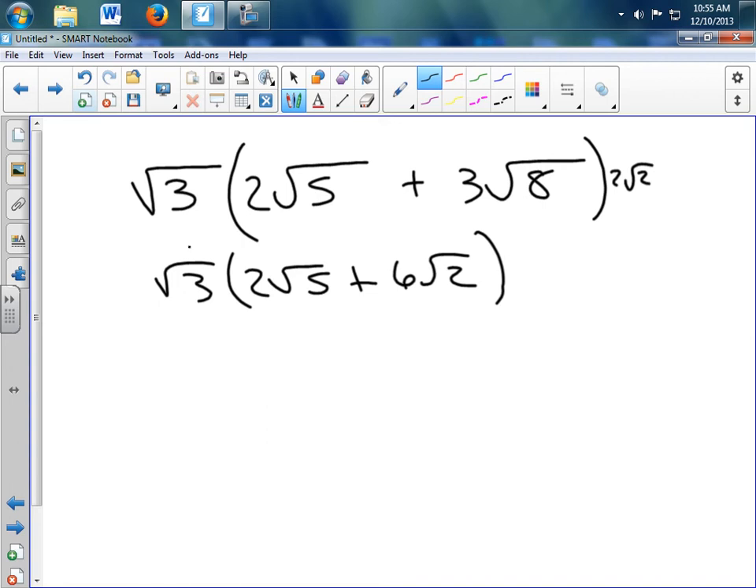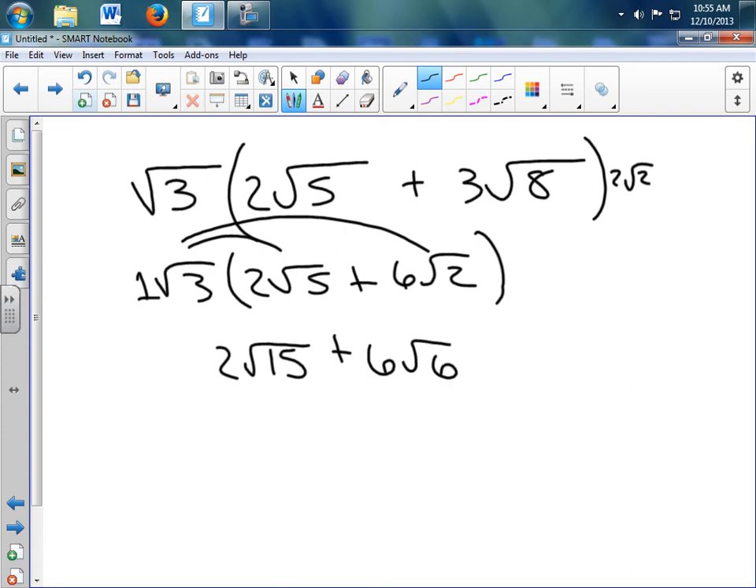So now we have to distribute this through. If there's no number out front, you can always put a 1. So it would be 1 times 2, which is 2. 3 times 5 is 15. 1 times 6 is 6. And 3 times 2 is 6. And that would be your answer.